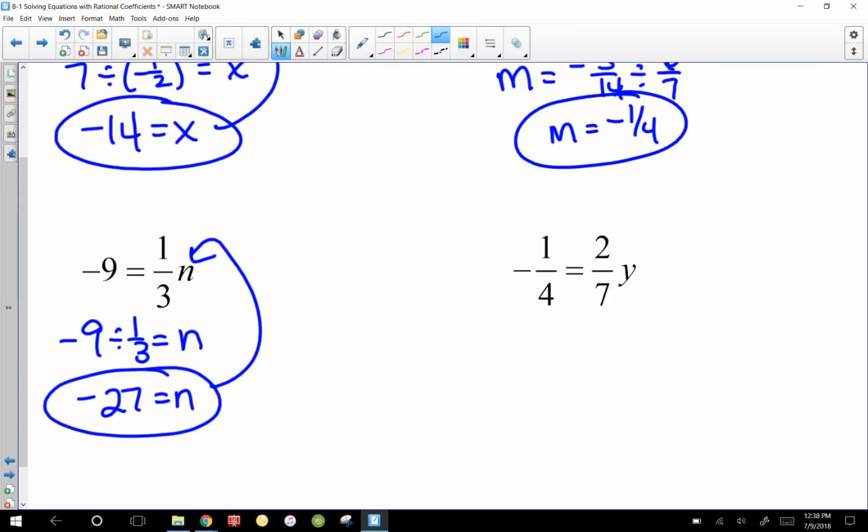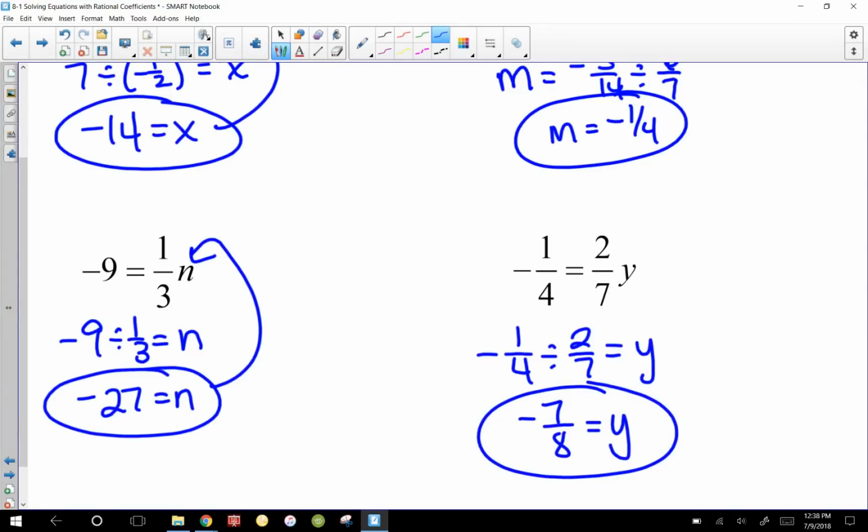And the last one, negative 1/4 divided by 2/7 will tell me what the value of y is, and when you evaluate that, you get negative 7/8 is equal to y. So examples of decimal coefficients and fraction coefficients in our one-step equations.